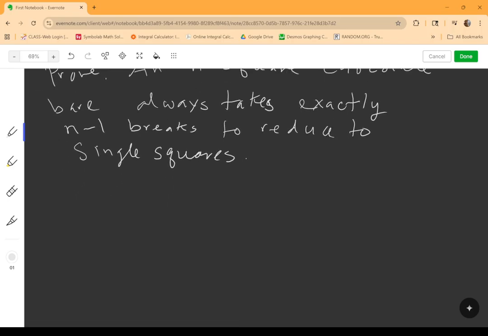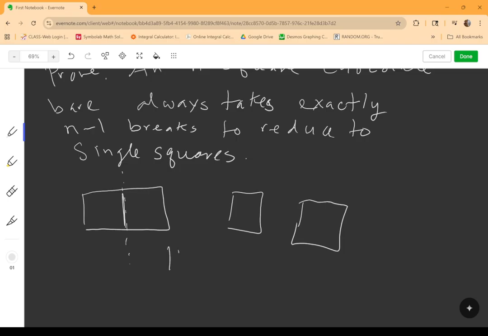First of all, just to get an idea, assume we have a chocolate bar, think of those Hershey's bars that have individual squares you can break off, or any piece of chocolate. Assume you have one just divided in half, and if you break it along here, you take one break to get two pieces. So in this case n is 2, and n minus 1 gives me 1 break.